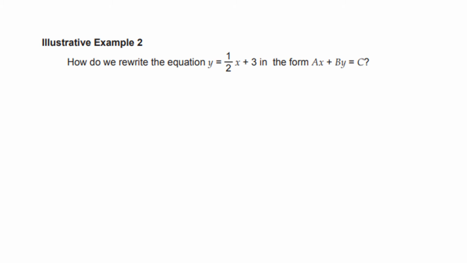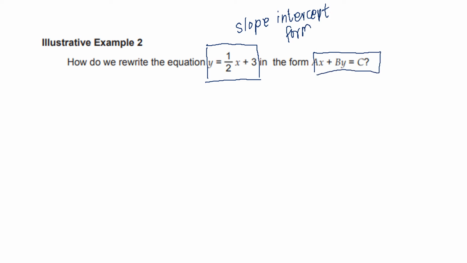So in this example, what is given is a linear equation in the slope-intercept form, because we can see y on the other side. And we want it to become in standard form. Okay, so how do we do that? Remember, how does a standard form look like? It's ax plus by equals c.